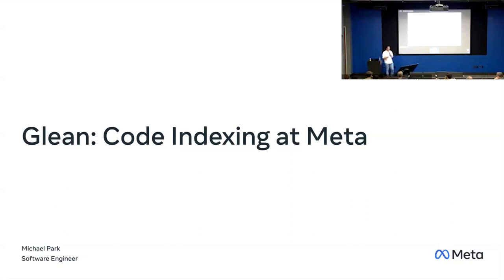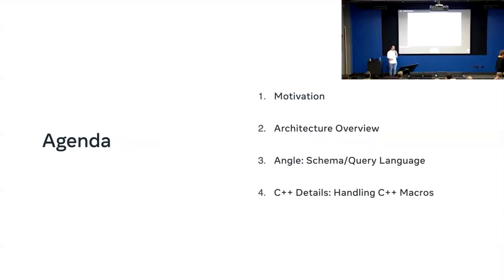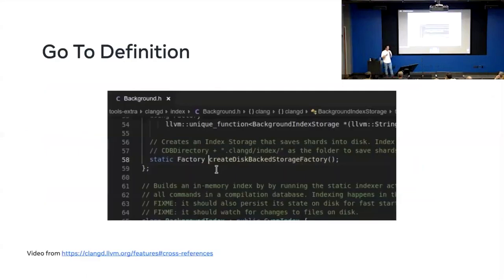So let's get started. This is a quick agenda I have for us today. Very quick motivation. We're going to go through a brief architecture overview of Glean. I'm going to introduce Angle, which is the schema defining and query language that we have for the system. And then we'll talk about handling C++ macros, which hopefully we'll get to. Okay, so the first motivation.